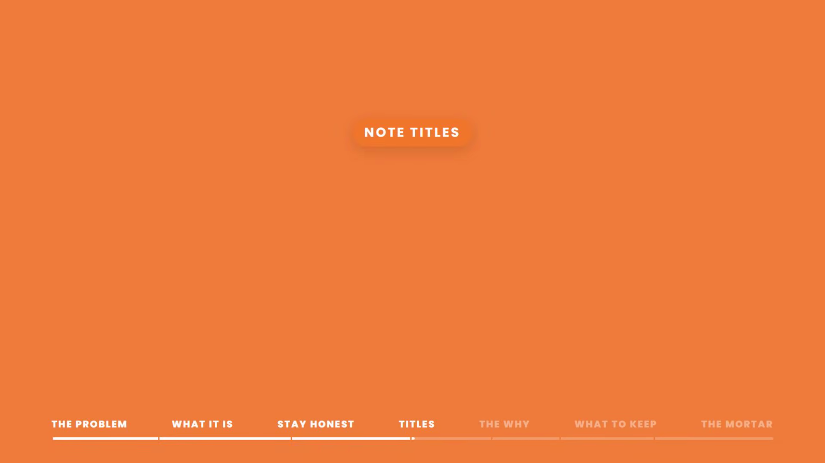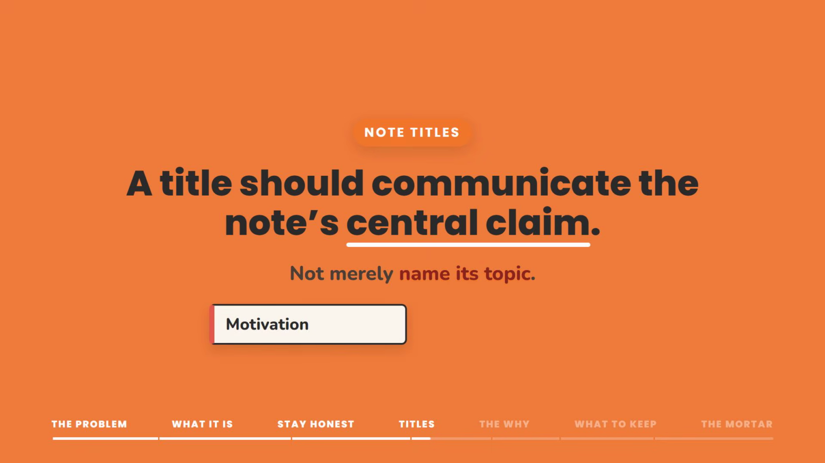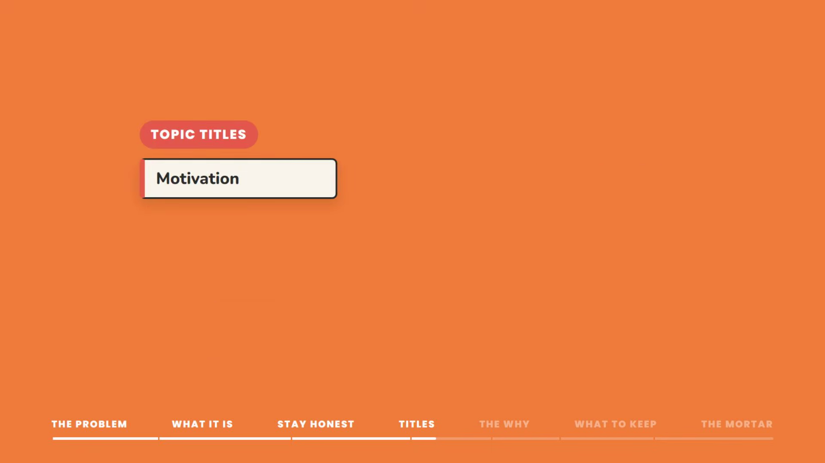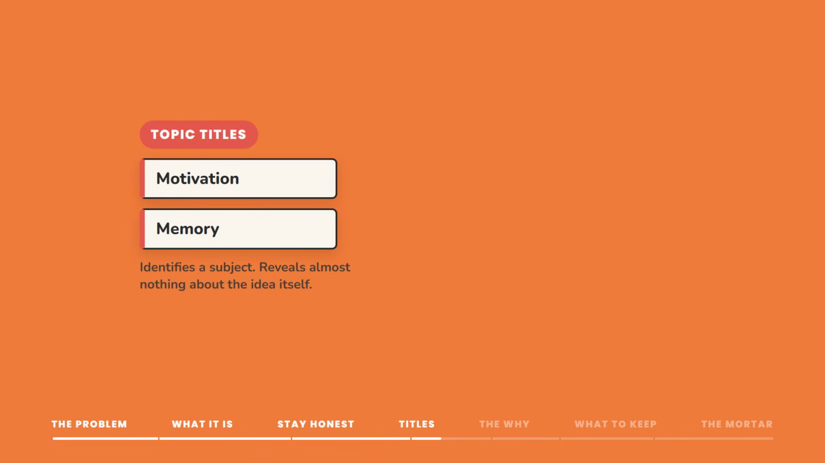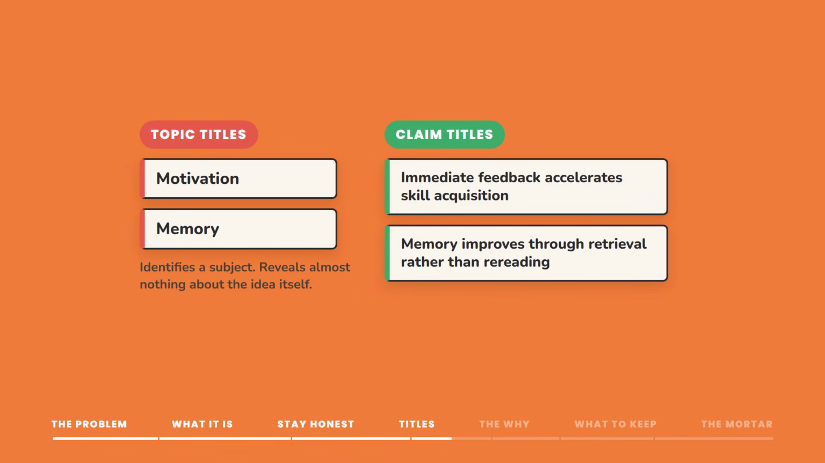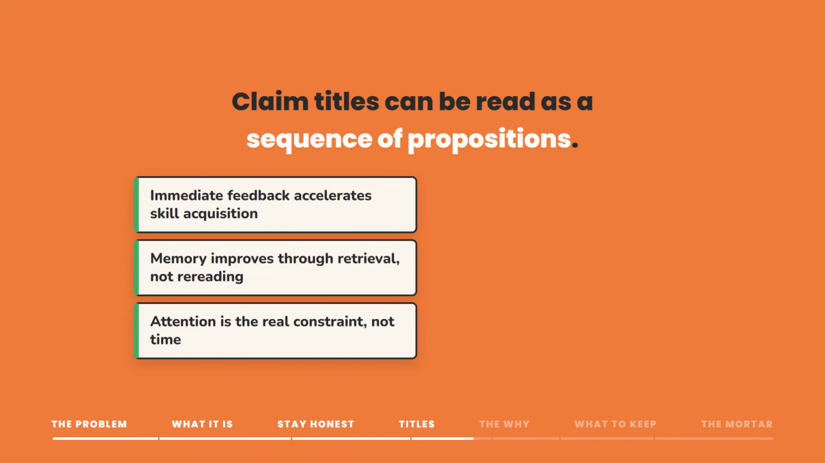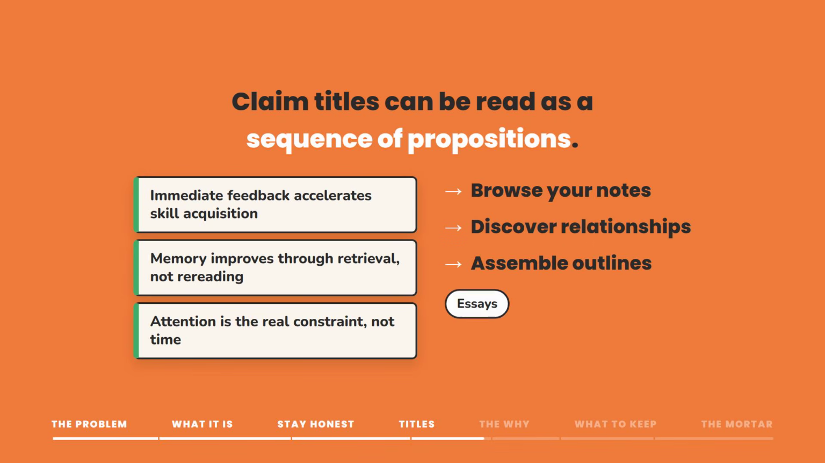And that leads us nicely to note titles. A note title should communicate the note's central claim rather than merely naming its topic. Titles such as "motivation" or "memory" identify a subject but reveal little about the idea itself, whereas titles like "immediate feedback accelerates skill acquisition" or "memory improves through retrieval rather than rereading" expose the note's argument before it is opened. Because claim-based titles can be read as a sequence of propositions, they also make it easier to browse your notes, discover relationships, and assemble outlines for essays, articles, or even YouTube scripts.